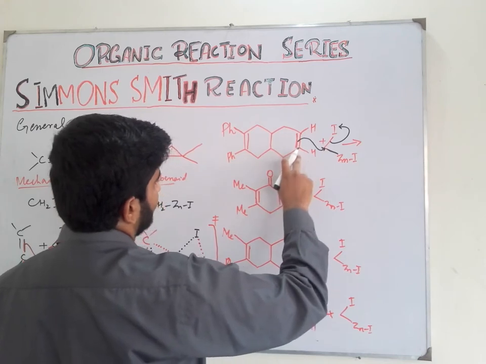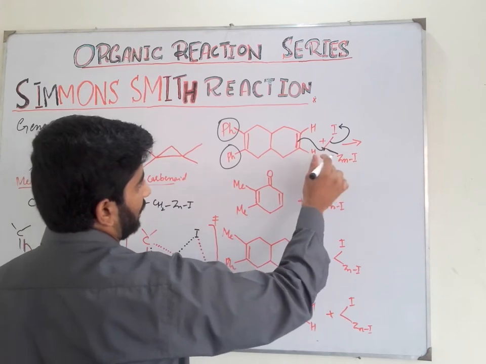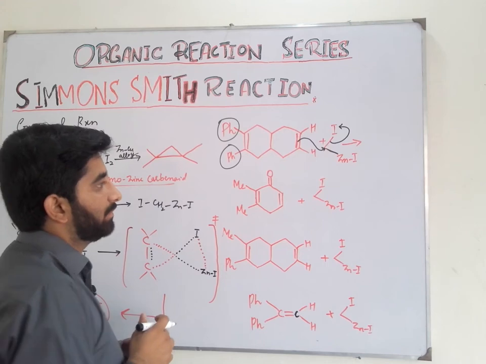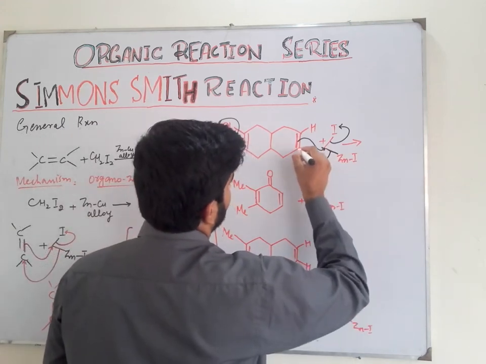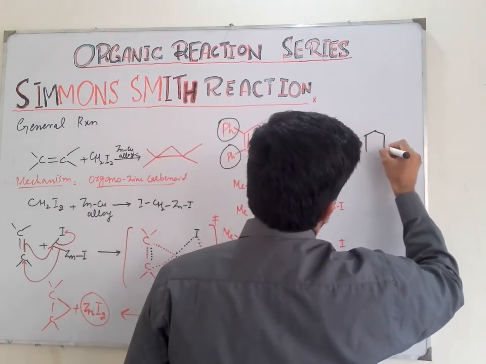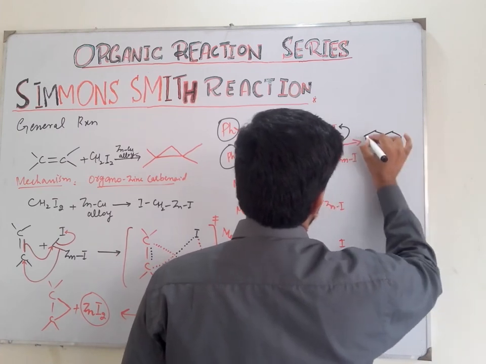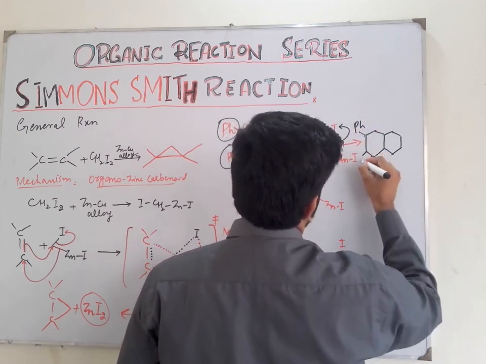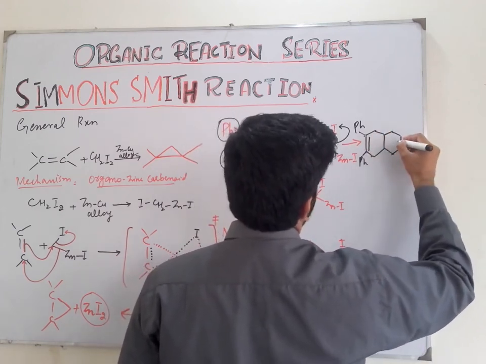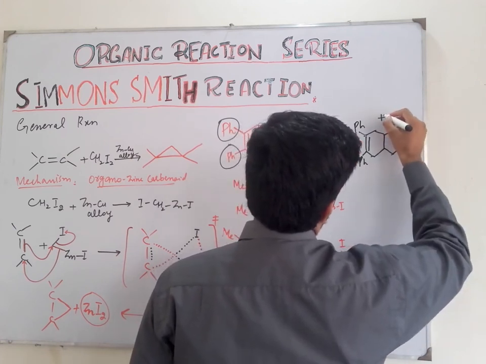Since this site is less hindered and these two bulky groups are present here, the electrons do not attack at the hindered site where bulky groups are present. So these electrons attack on this electrophilic center, and there is formation of cyclopropane. And zinc iodide also formed here.